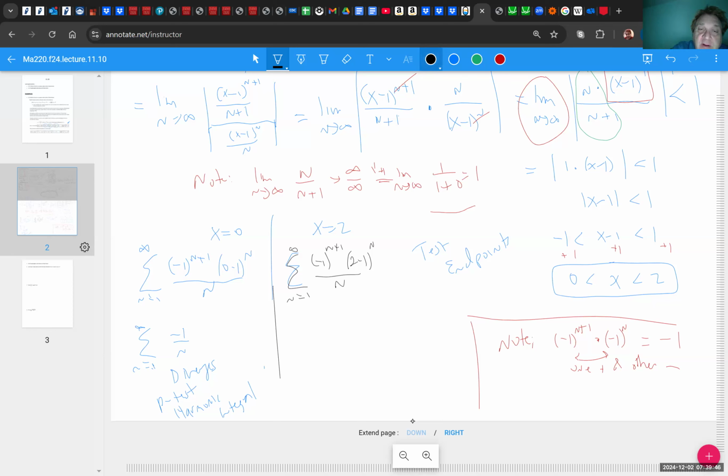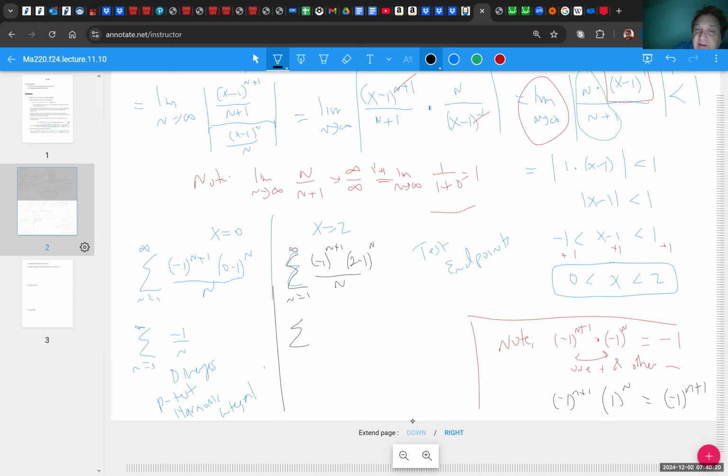And over here on the x equals 2 side, we have negative 1 to the n plus 1, and then we have 2 minus 1 is 1, 1 to the n. Well, 1 to the n is always 1. It never, never, never changes. So this negative 1 to the n plus 1 goes back and forth. 1 to the n is always 1, so multiplying by 1 doesn't do anything. I remember one of these alternates, and it's the x equals 2 one that alternates.